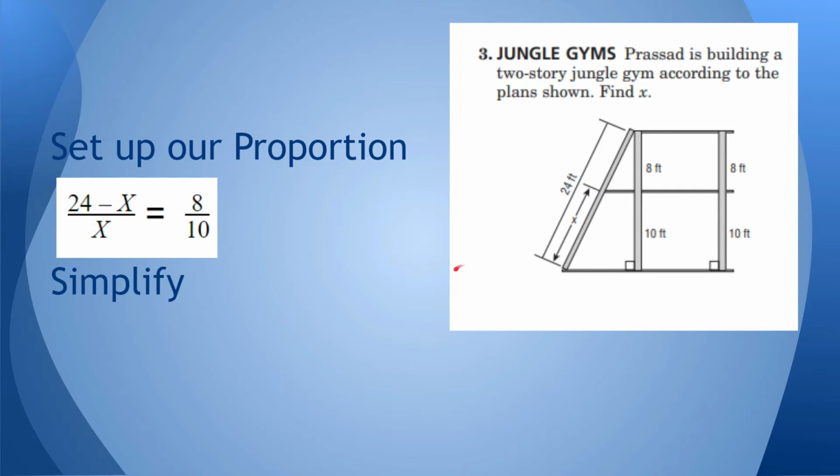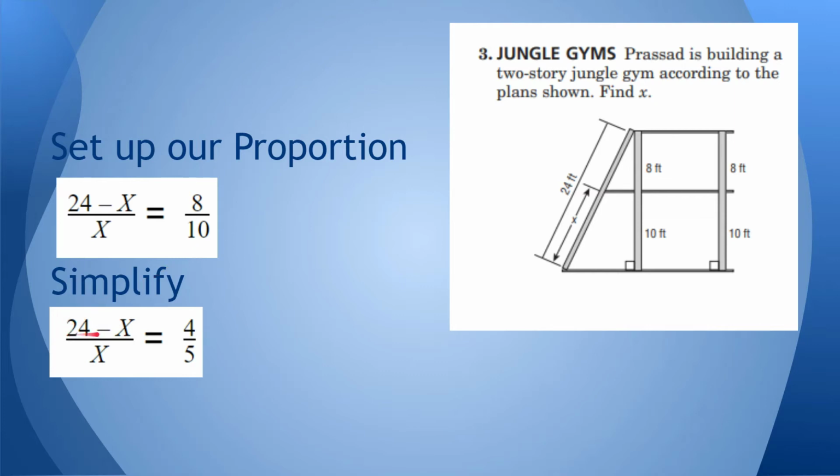At the bottom part of our proportion, we've got x here. So it's 24 minus x over x, creating one ratio. Our second ratio is obviously 8 over 10. So the x corresponds with the 10s, and the 24 minus x corresponds with the 8 over here. But we can simplify this a little bit, because 8 over 10 is not a simplified number.